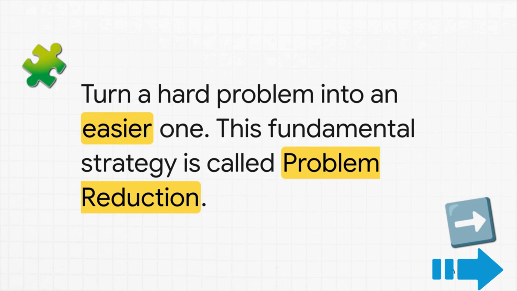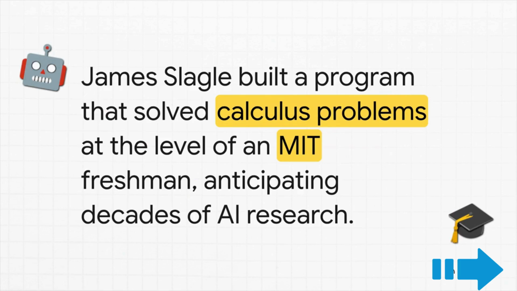And our guide for this whole process is a program from way back in the 1960s. The dawn age of AI. A grad student named James Slagle built a program that could solve these kinds of calculus problems at the same level as an MIT freshman. What's so cool about this is that it basically gives us a miniature introduction to the entire field of AI. It anticipated decades of research.